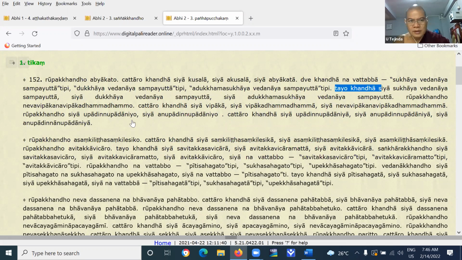Then rupa khanda. So we come to vipaka. So here the two khanda. I want to show you the two khanda.